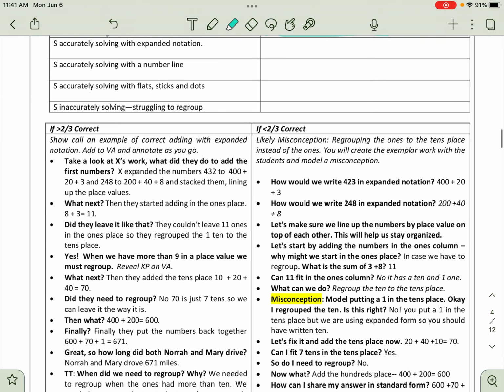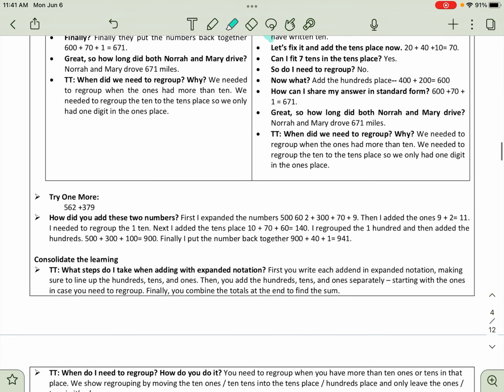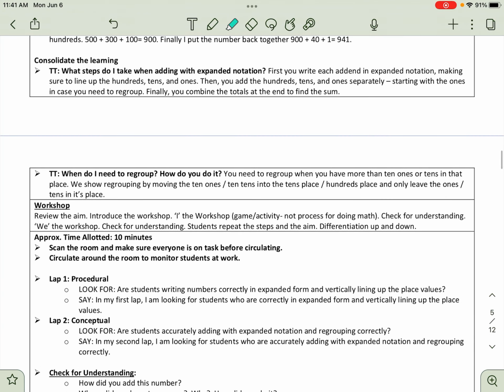So again, this is all teacher prep. Over here, when we're thinking about our problems, if most students have 2 out of 3 correct, here's how I proceed. If they have less than 2 out of 3 correct, here's how I proceed. Here's where we have some of those likely misconceptions. So these are things that the teachers are already thinking about in their heads, and all of this information is already displayed for them. Then we have more practice in our workshop section of the lesson plan.